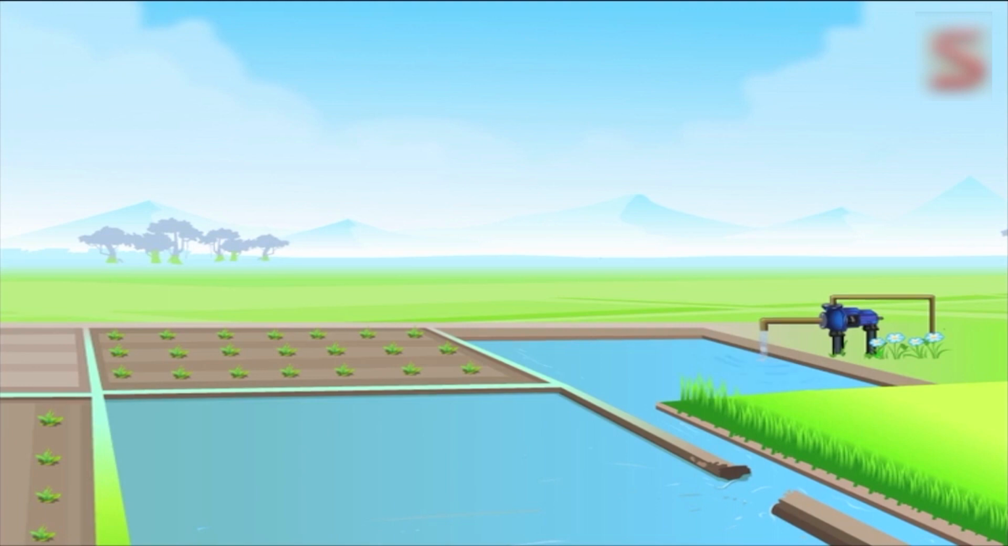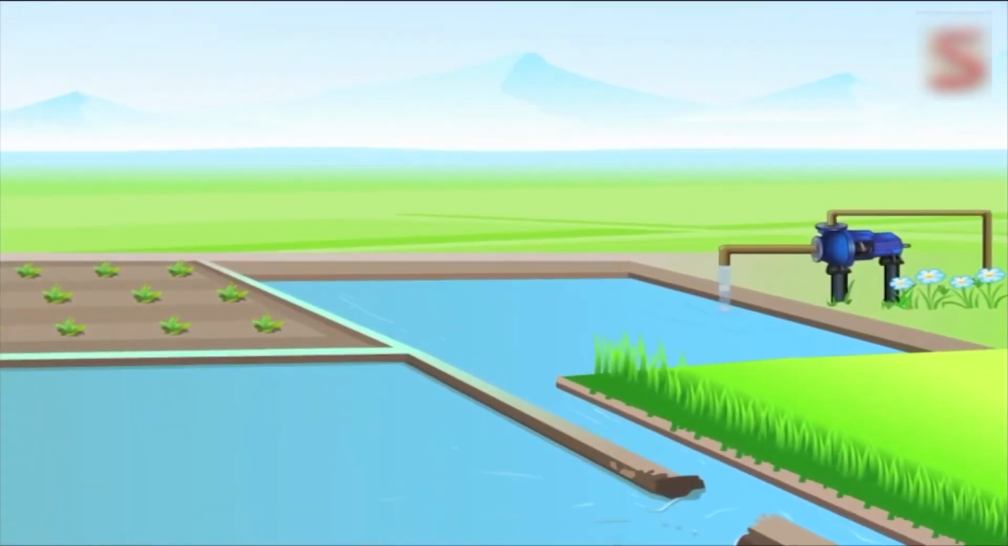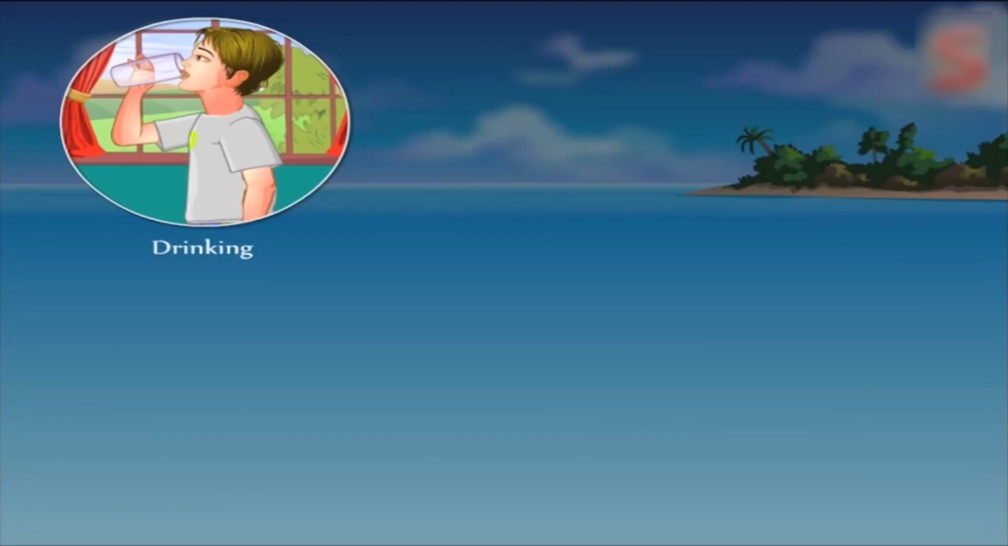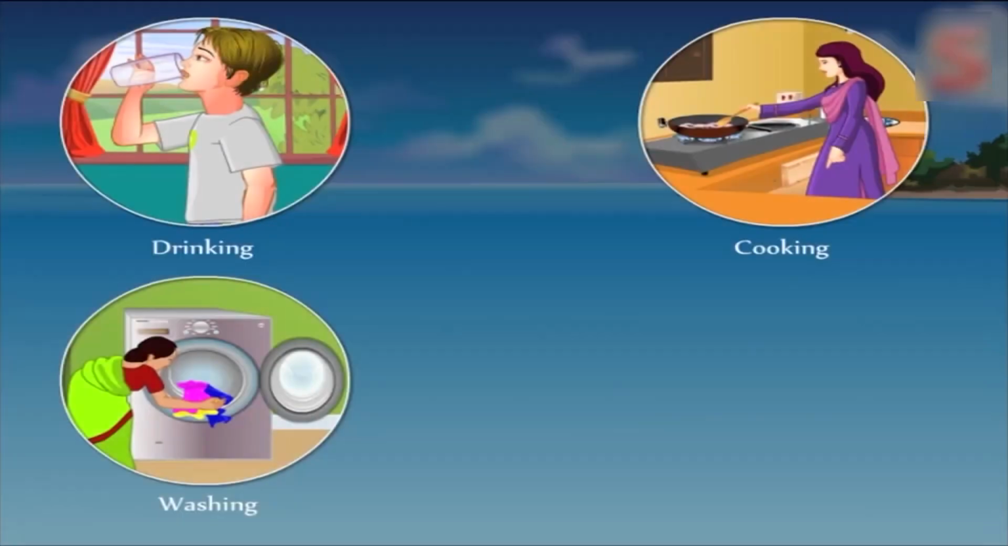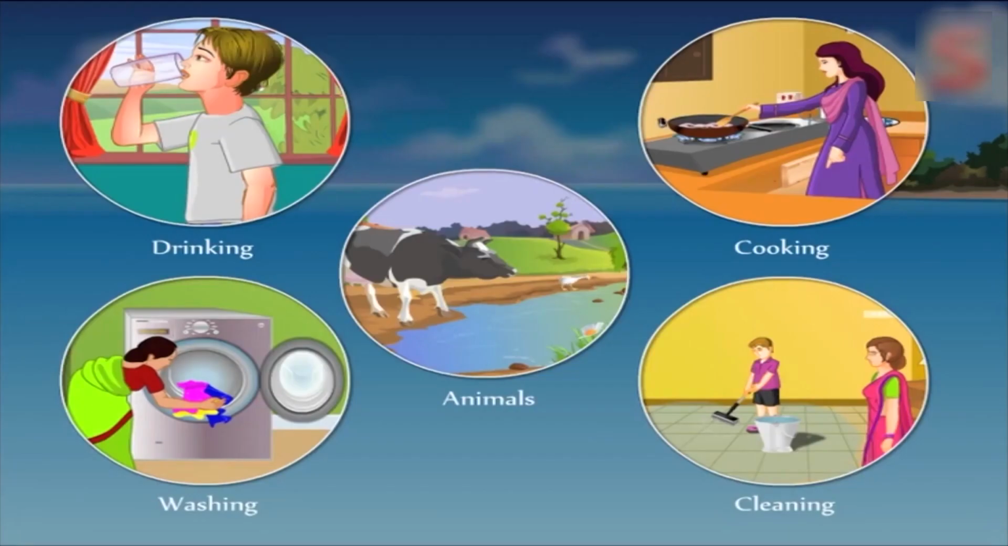In addition to utilization of water for agriculture, there are vital needs like drinking, cooking, washing, cleaning, and for animals as well. Students, there is a high need of planning to increase the availability of water to individuals so that a minimum is available to all.